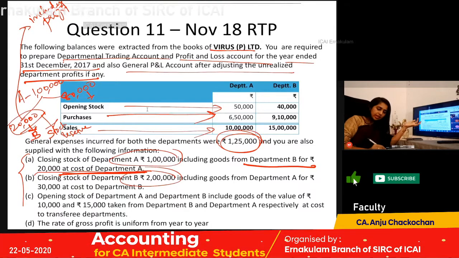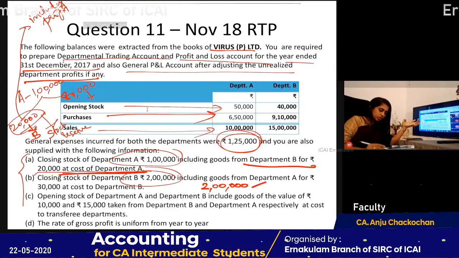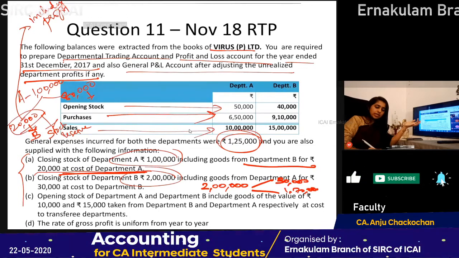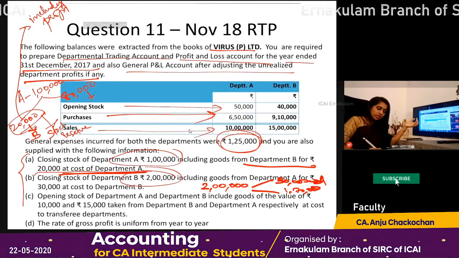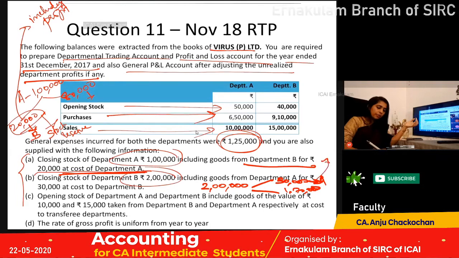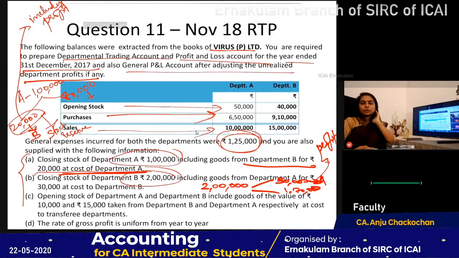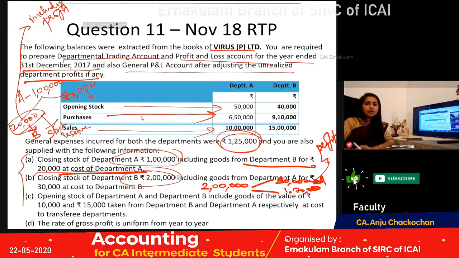So in the case of department B, a total of 2 lakh we have. We'll just split into two. We have 30,000 and 1,70,000 in picture. So 30,000 is the transfer from department A. Alright, so in this 30,000, you will have the amount of profit involved. Okay, so this is the point to be noted.